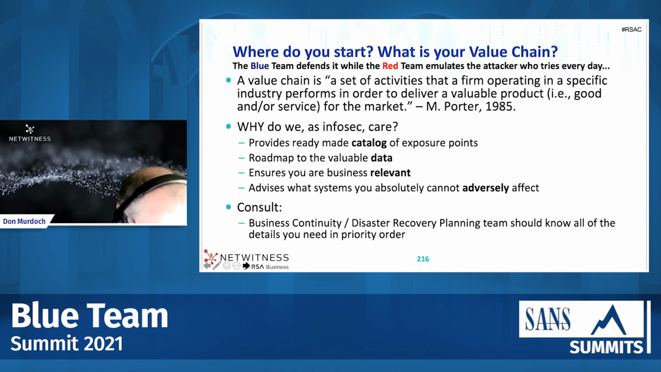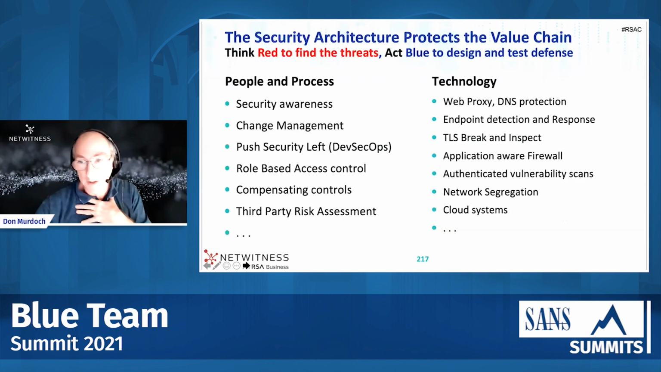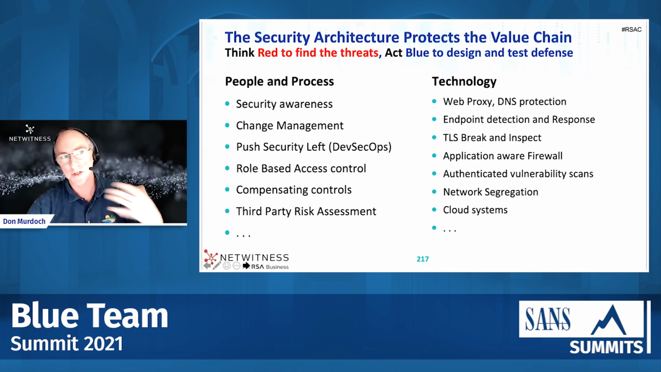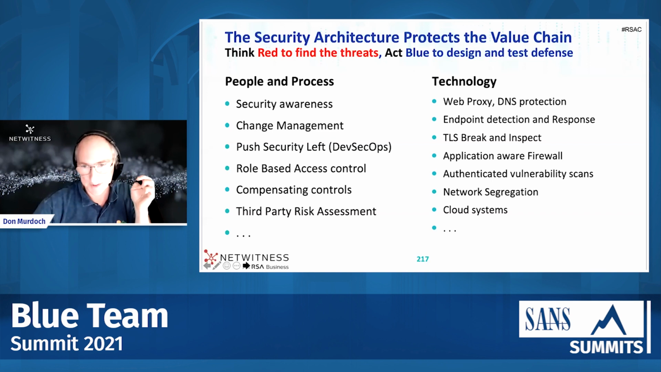So let's hit that with: where do you go to get that information? Your business continuity folks are very helpful in finding your value chain. Your security architecture protects your value chain. And it's not just the technical components on the right-hand side, like your proxy, TLS break and inspect, your EDR tools, application firewalls. It's also your people and processes. Your change management process can be part of your value chain, and that's part of your security architecture, how you actually permit changes.